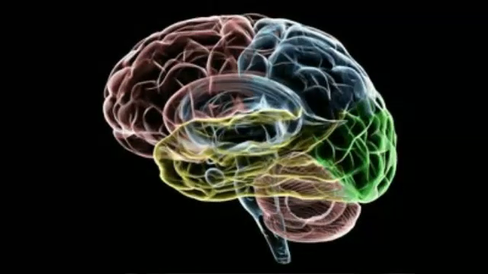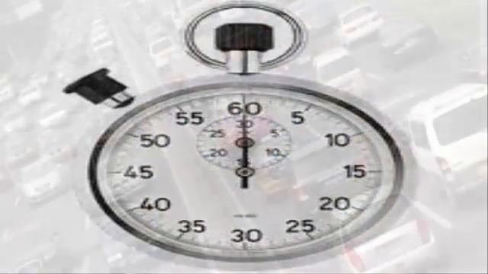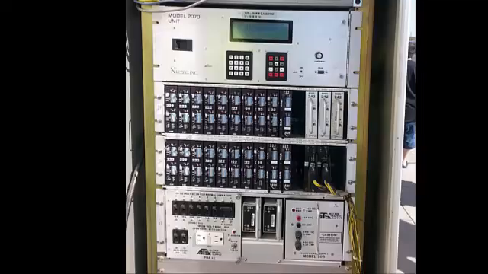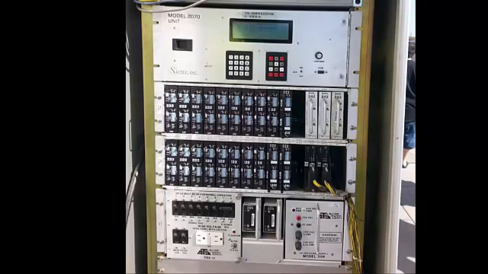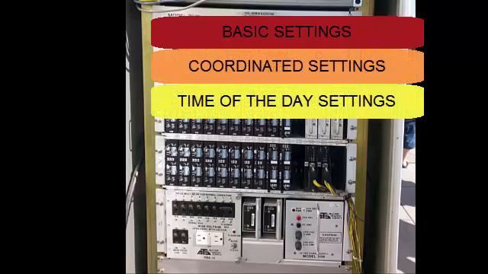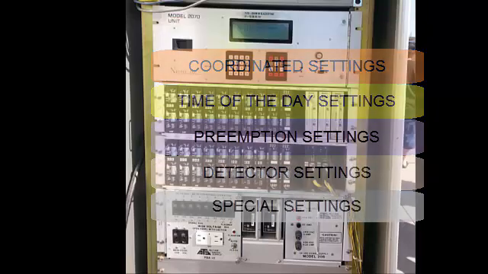Modern controllers are capable of fully actuated operation, producing signal timings that vary depending on level of traffic demand. It uses settings that have been programmed inside it, along with vehicle demand for each phase as presented by vehicle detectors, to make decisions on the allocation of green time to various phases. It has 6 possible settings: basic settings, coordinated settings, time of the day settings, preemption settings, detector settings, and special settings.